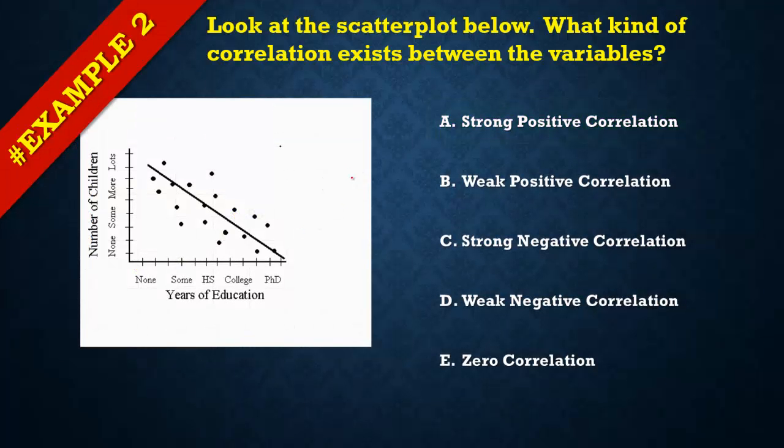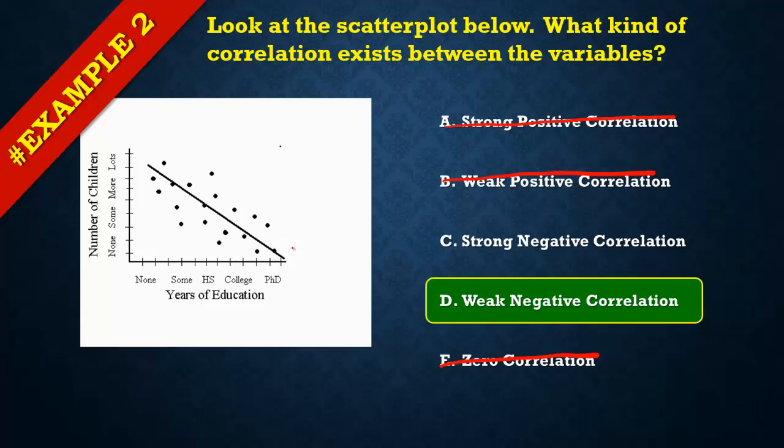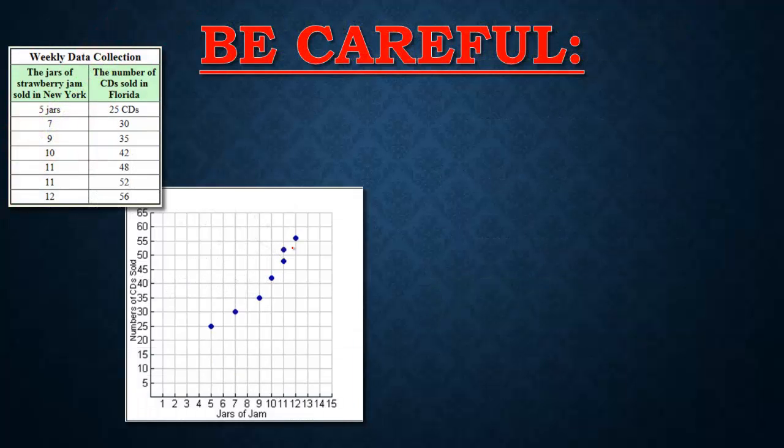Okay, what about this one? We've got the line already drawn in. We can see that there is a correlation, so we can get rid of zero. It's going down from left to right, so we can get rid of the positive ones. So we just have to determine, is it strong or is it weak? Well, as you can see, they're further out from the line, so I would say this would be a weak negative correlation.